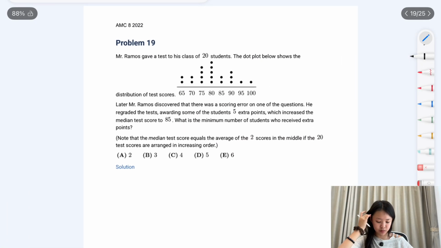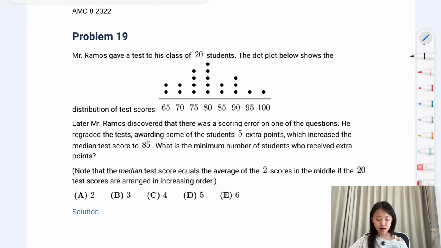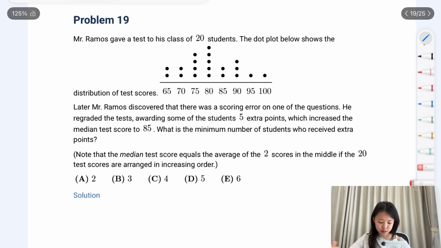Problem 19. Mr. Ramos gave a test to his class of 20 students, and the dot plot below shows a distribution of test scores. Later, Mr. Ramos discovers that there was a scoring error on one of the problems, and he regraded the test, awarding some of the students 5 extra points, which increased the median test score to 85. What is the minimum number of students who received extra points?